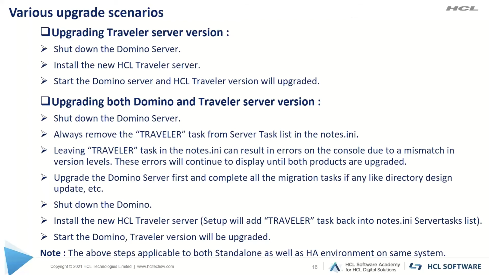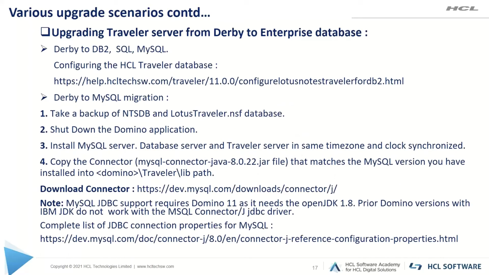Moving on to next slide. Next scenario is to migrate from Derby to enterprise database. You can migrate from Derby to high availability mode with supported enterprise database like DB2, SQL, and MySQL. You can refer the documentation link mentioned on this slide.